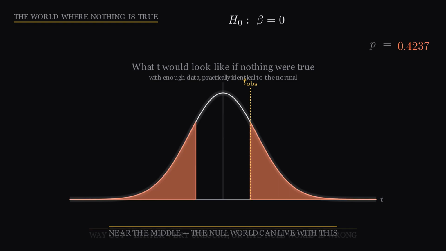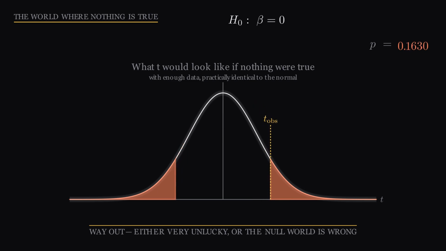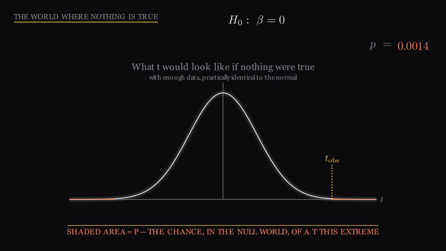But if it lands way out in the tail, far from where the null world expects it, then something is off. Either we got very unlucky or the null world is simply wrong. The p-value measures exactly that. It is the probability, in the null world, of seeing a t-statistic at least as extreme as the one we actually got. A small p-value means if there really were no relationship, data like ours would be a genuine surprise. So we start to doubt the null.